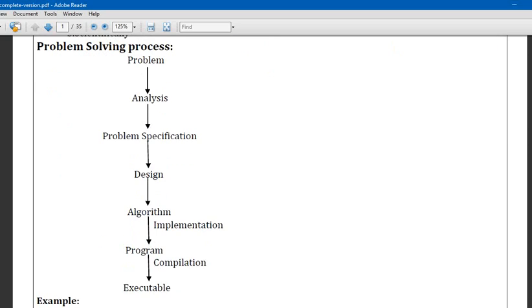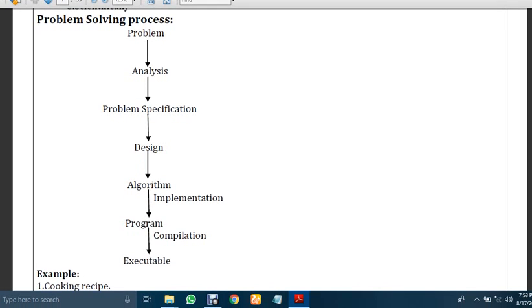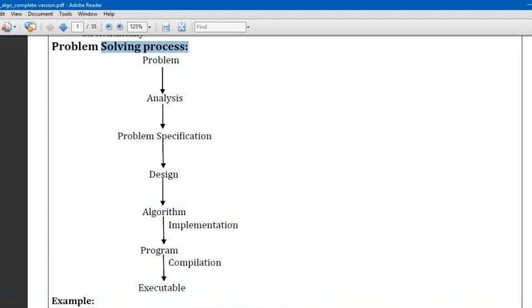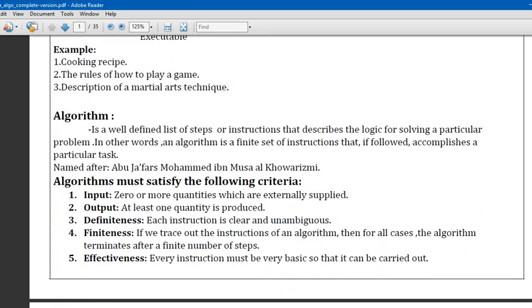In the problem solving process, first of all we have the problem, then analysis, then problem specification, design, algorithm with implementation, and last program with computation, and that's how we get the execution. That is the process of problem solving. Here are some examples, such as a cooking recipe, the rules of how to play a game, and describing any other techniques.